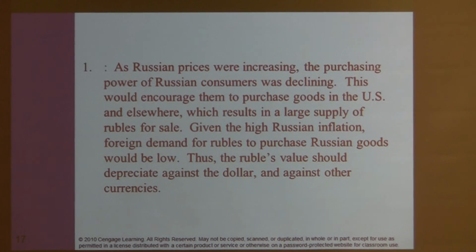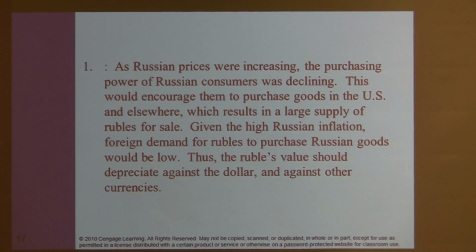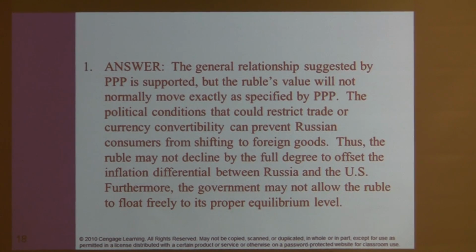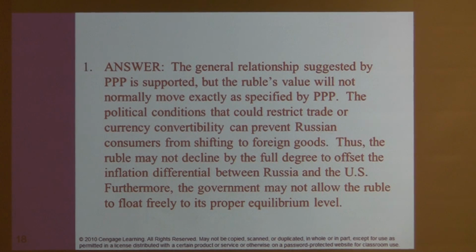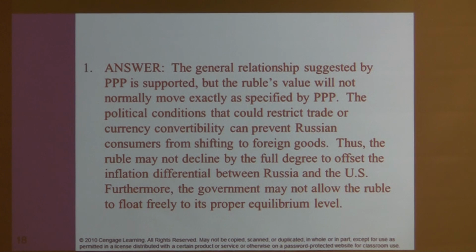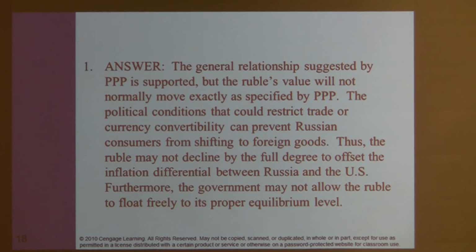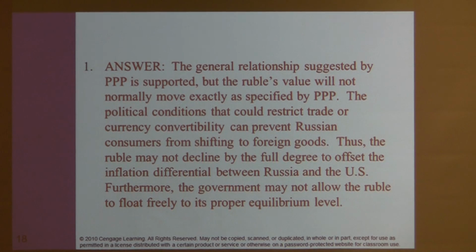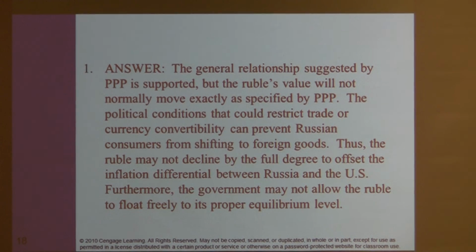Okay? So some of the reasons we see here, so it may not move exactly as specified by the purchasing power parity, and the main reason is that political conditions can restrict trade or currency convertibility. So even if people want to buy stuff from abroad, the government may not allow free trade of that. Okay? That's one of the reasons why it may not decline as much as predicted by purchasing power parity. Okay?